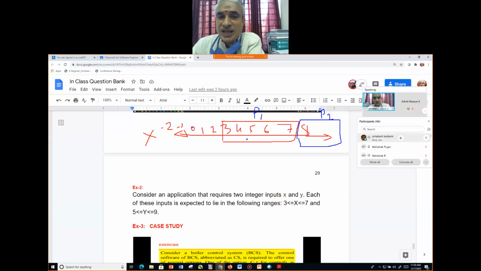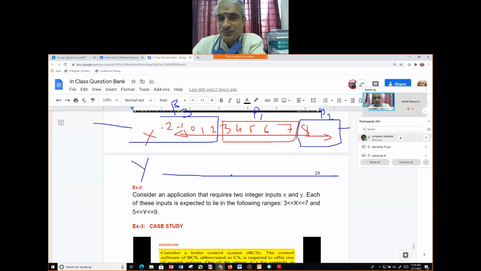Now anything less than this, that also you need to consider. It is open. Anything here is also open. This is partition P3. There are 3 partitions that you will find if one variable is concerned. But if 2 variables are concerned, it may show up differently. Now consider y. Similarly, y: 5 less than or equal to y less than or equal to 9.